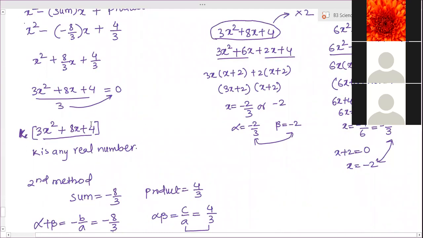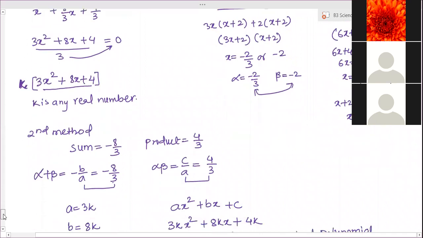Because whatever the zeros of this polynomial you are getting, if you multiply with any real number k, you will still get the same zeros. So therefore, it is mandatory to write k outside the polynomial. Clear? Okay. Yes, ma'am.